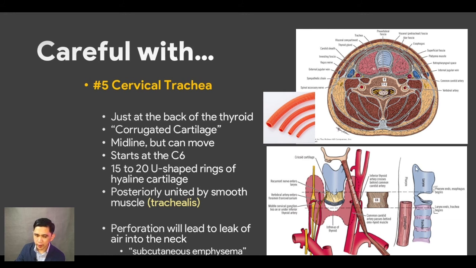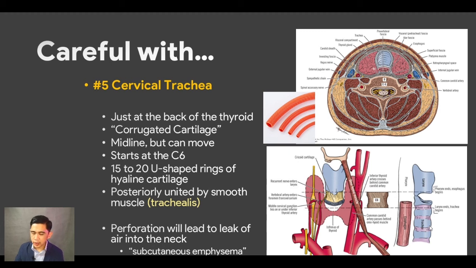Again, the hyoid is above, then this is the thyroid cartilage, the cricoid cartilage, and the trachea. The trachea starts at the C6 level. It is composed of 15 to 20 U-shaped rings of hyaline cartilage. It's not a complete ring, it's U-shaped. At the back, it is united by a smooth muscle called the trachealis. Notice in this picture above, this is a U shape. At the back, there's no cartilage, but it is a smooth muscle.